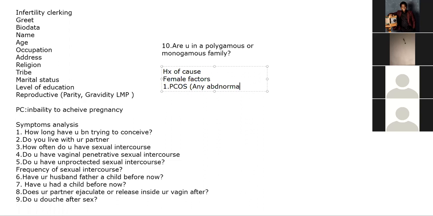So you want to ask about any abnormal hair distribution, associated with voice deepening. Voice deepening. Okay? It's very important. You want to ask about any changes in the voice. So it's very important for you to ask something like that. After asking something like this, the next thing you want to ask is, what other causes, please? Apart from polycystic ovarian disease, what other causes, doctor?